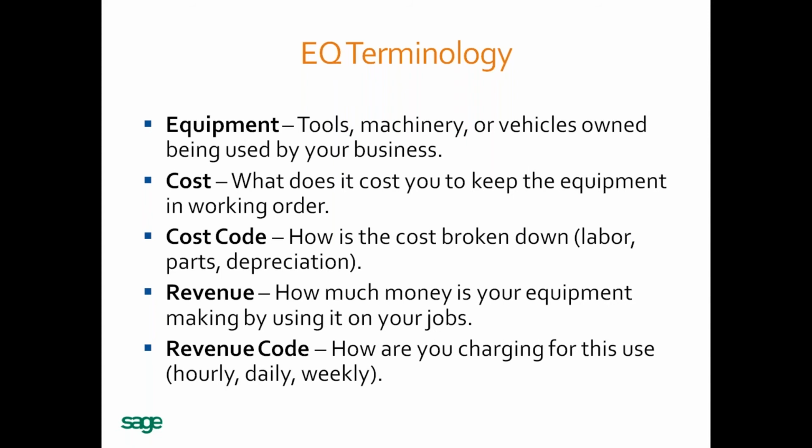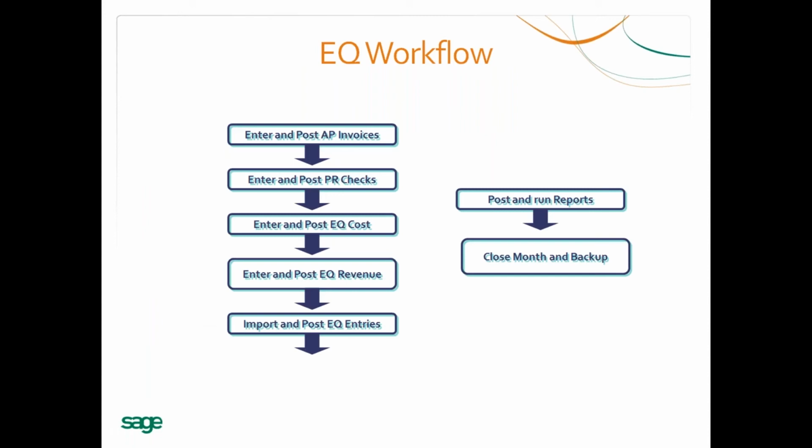Terminology. Most of this should be kind of self-explanatory. So any type of equipment that you own, I'll be using the word equipment for that. We're going to be setting up equipment types and equipment IDs. And then cost, what is it costing you to keep that equipment in working order? Tires, tune-ups, glass replacement, anything that you want to track on that piece of equipment that you think is a major cost to keeping that equipment in working order.